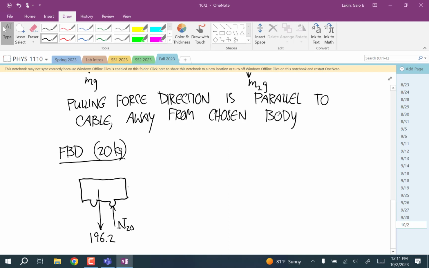And then on the right side, there's a pulling force. So that's going to be, imagine those two things connected by a string or a cable. That force is going to be parallel to what that cable would be, away from the chosen body. Okay? And I'll label this T for tension, the variable. That's usually the variable name people give, although just like always, it's a variable, and if you want to call it X or Q or something, you can. But I'll secretly be pretty angry.